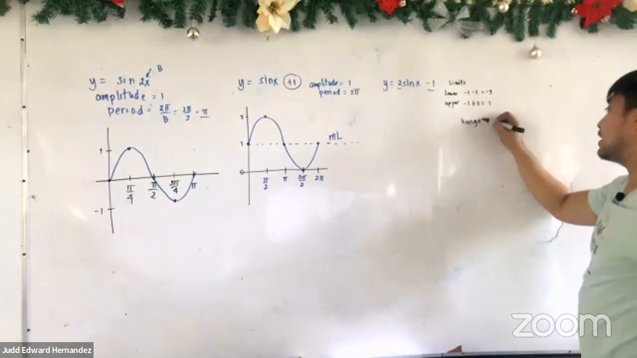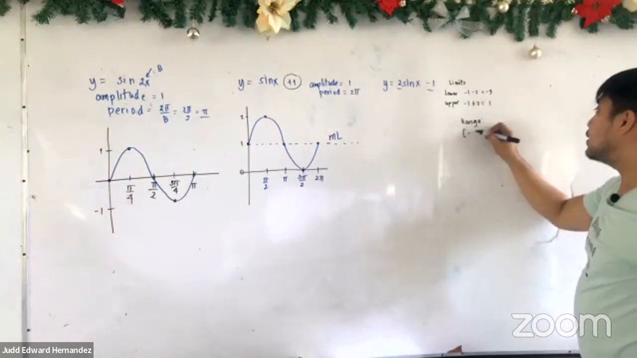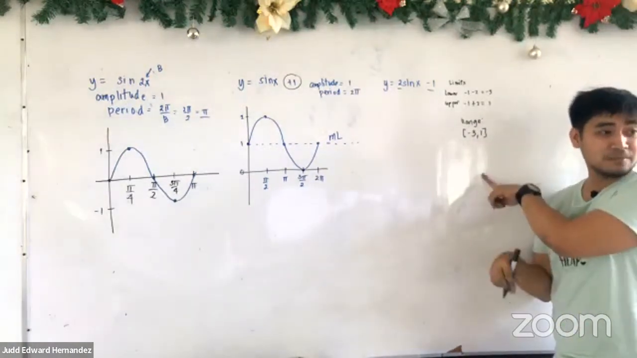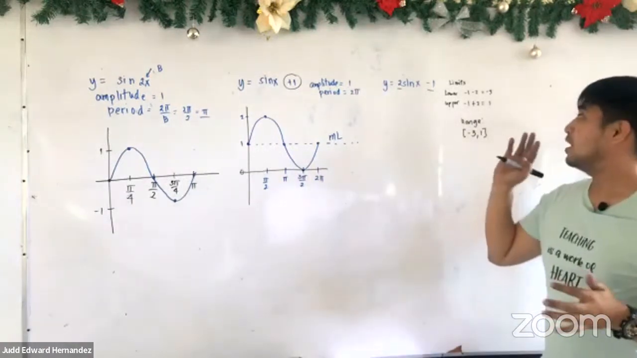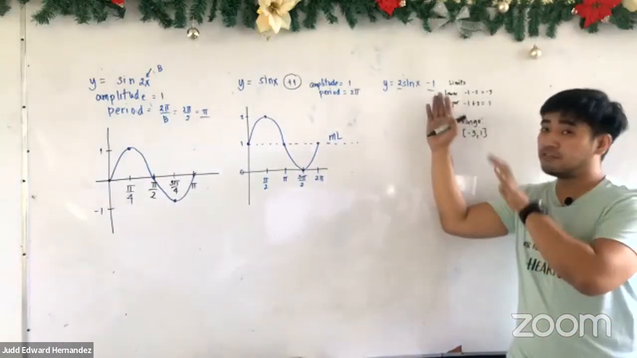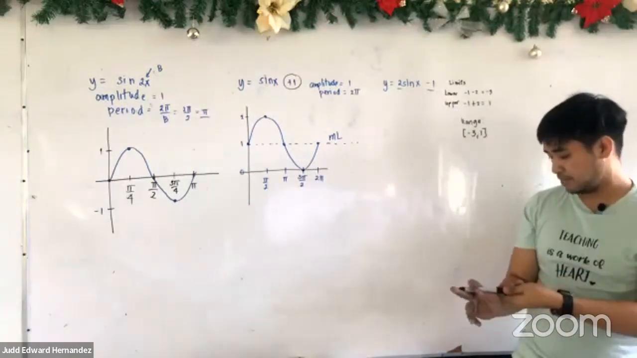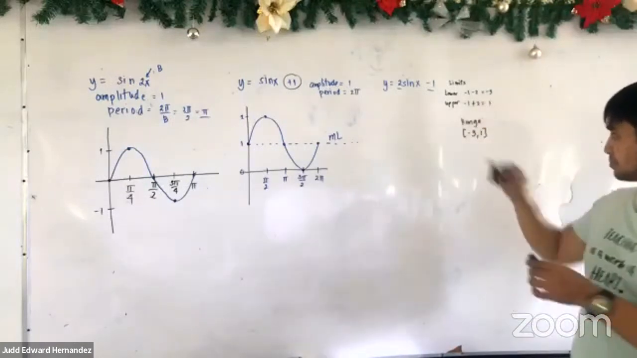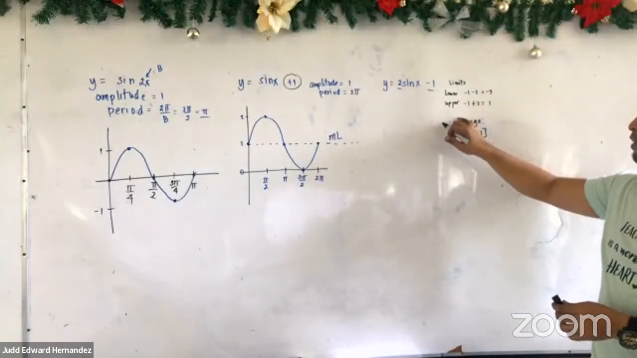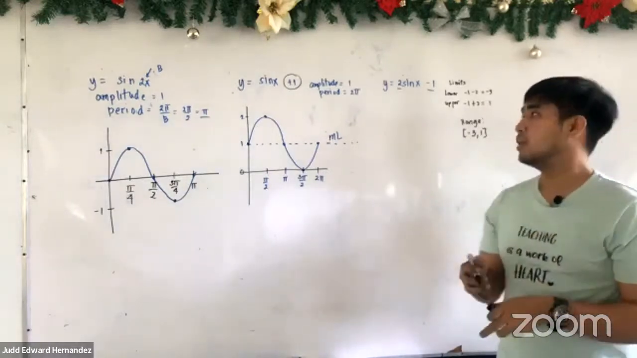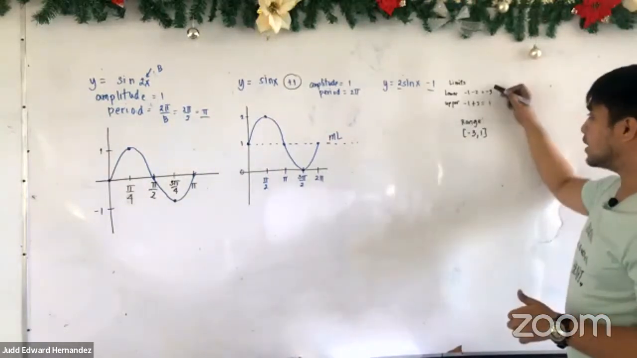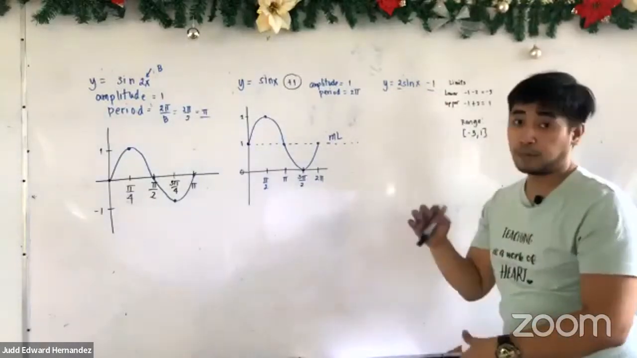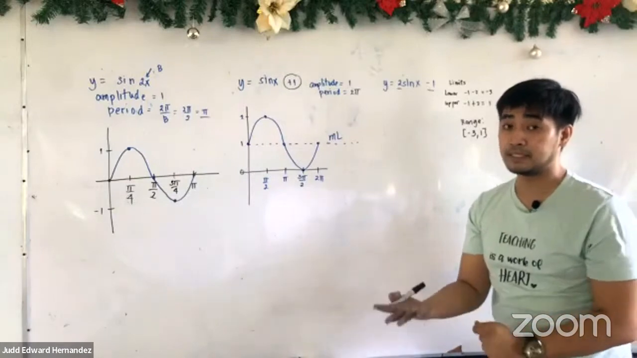Kaya nakuha na agad natin sa range. Our range would be negative 3 up to positive 1. Nakuha na natin agad ang range sa pamamagitan lang ng limits natin using vertical shift at yung amplitude. Okay? So that is our range. Actually, naituro naman ito sa inyo sa GenMath. Inuulit ko lang ulit. Ina-apply natin siya ngayon sa PRECAL. Okay, so yun yung pagkuha natin ng range. If you are given the vertical shift at the amplitude, pwede mo pa ring gamitin yung mga limits na meron tayo.